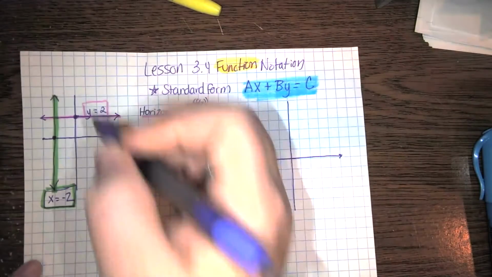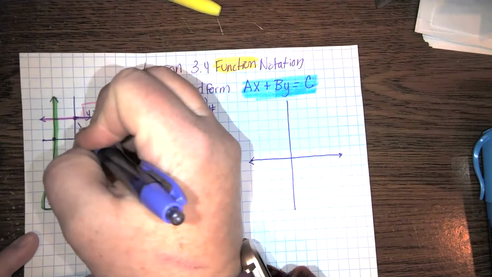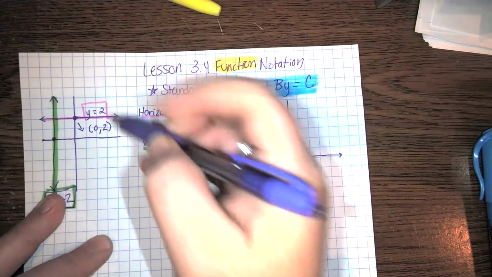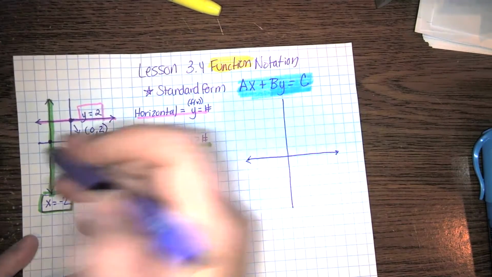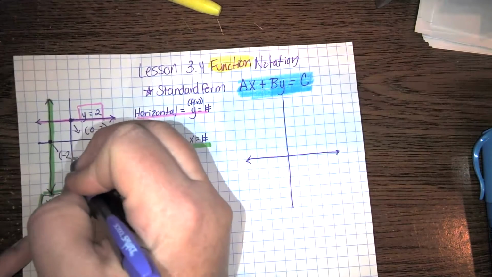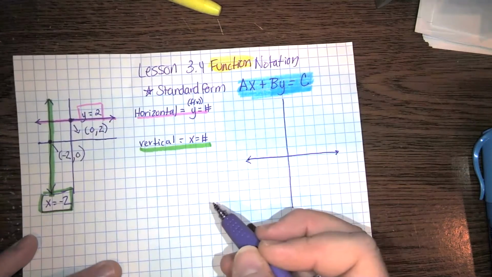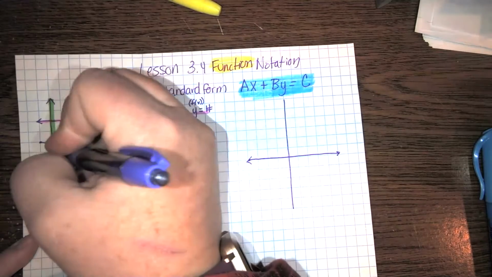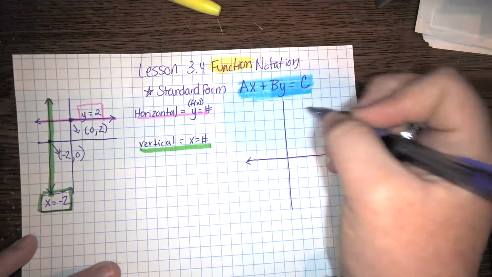Now notice, before I go any farther, notice what that point is here. That's 0, 2, isn't it? The x is 0, but the y is 2. What would this point be right here? Well, that would be negative 2, comma, 0. Huh. So the 0 switches spots. Isn't that weird? Okay. All right, well, you try it.